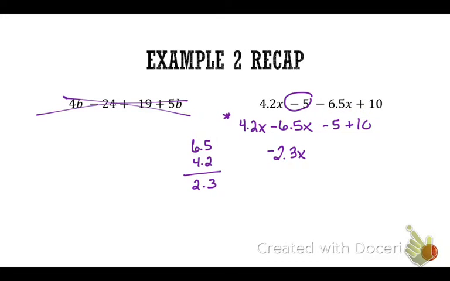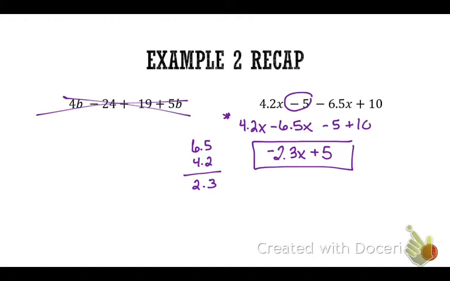What's negative 5 plus 10? Positive 5. Does everybody see why I put a plus sign in front of the 5? Because once I combine my numbers, it's positive 5. If my signs were switched and it was negative 5, I would have written a minus 5. Okay? So that's why it's negative 2.3x plus 5.